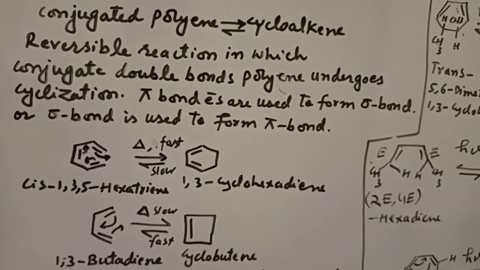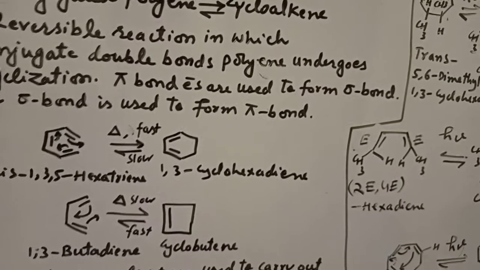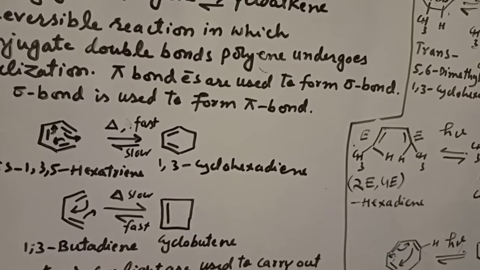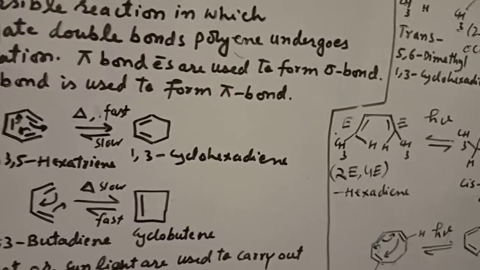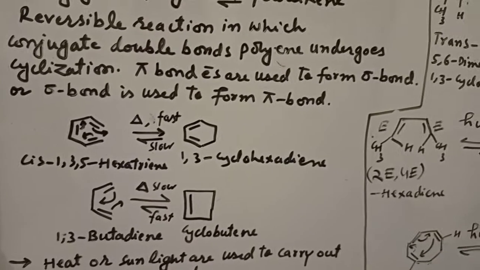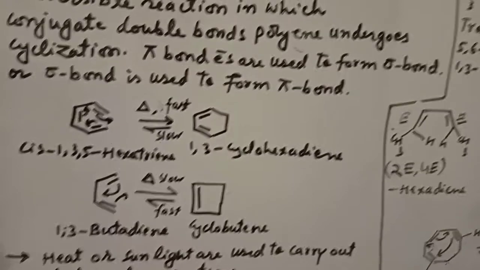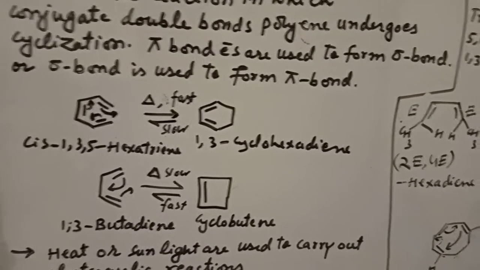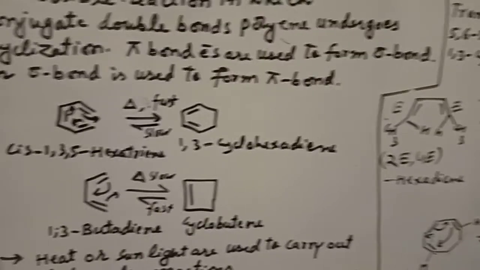This is an example: cis-1,3,5-hexatriene. It is converted into 1,3-cyclohexadiene. The conversion of cis-1,3,5-hexatriene into 1,3-cyclohexadiene is a fast process, while its reverse reaction, the ring opening reaction, is the slow process.